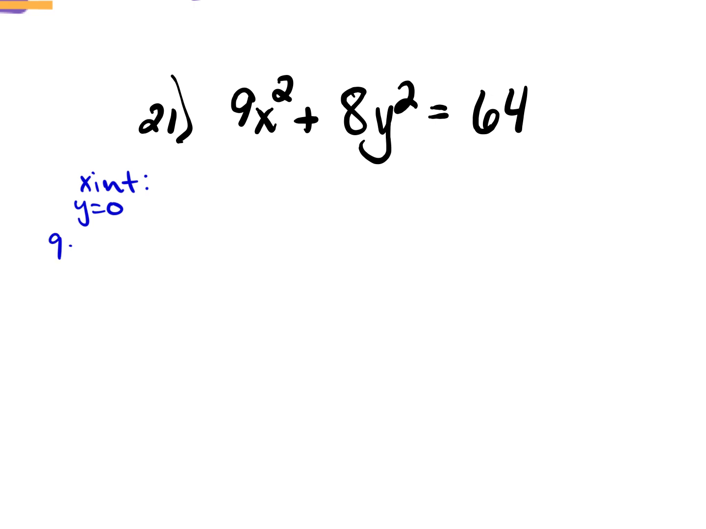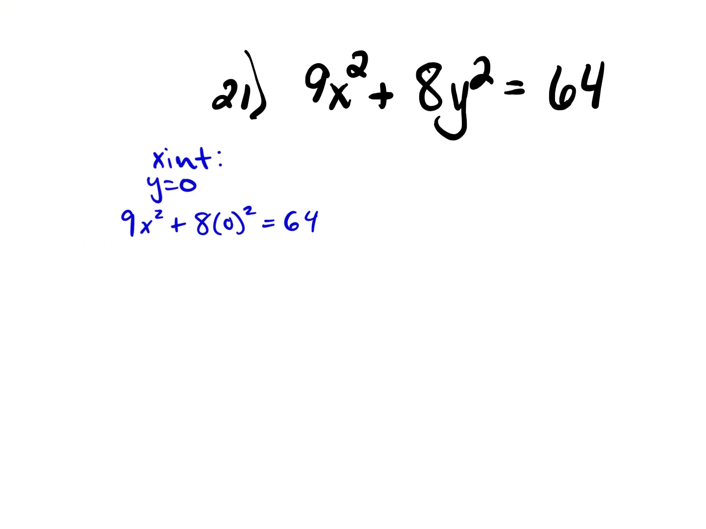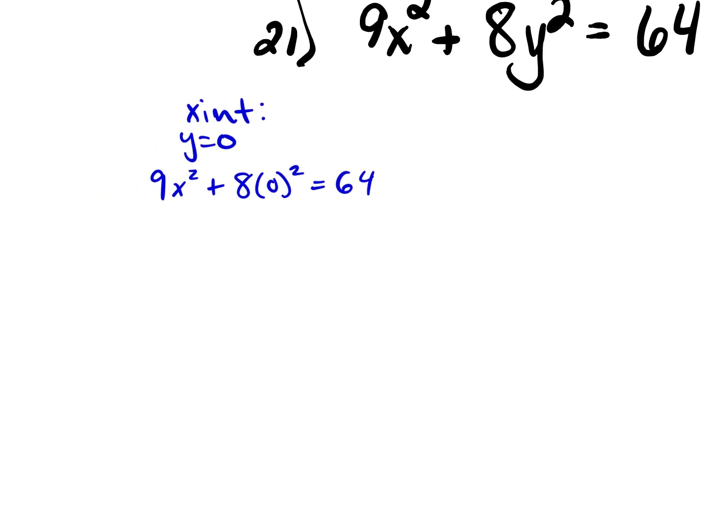So I have 9x squared plus 8 times 0 squared equals 64. So 8 times 0 squared will go away. It's just 0. When we multiply, we just get 0. So we have 9x squared equals 64.